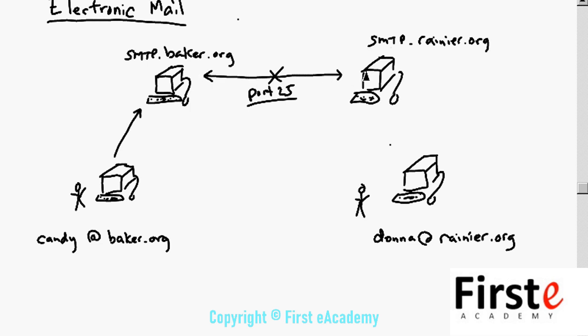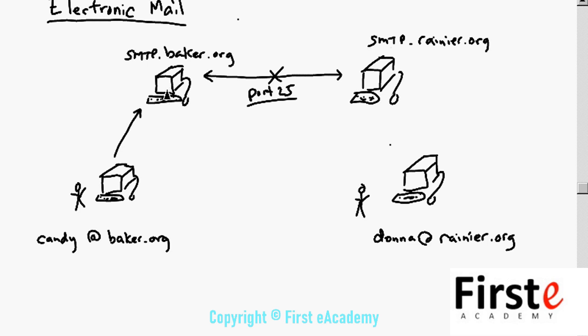But instead of Rainier.org taking that message and acknowledging the receipt of it, Rainier.org is going to reject the message and say, sorry, there is no Donna B on my system, and Rainier.org is going to close the connection, and now Baker.org has the message. Now it's up to Baker.org what to do with it.